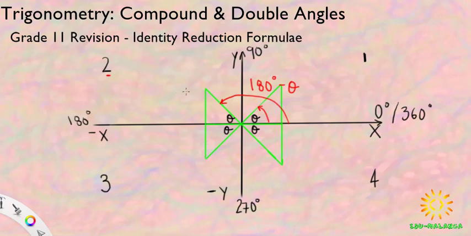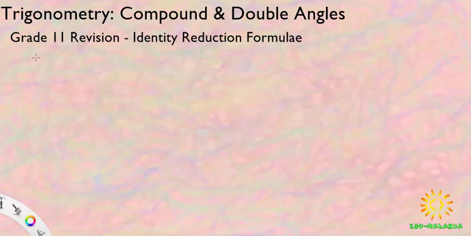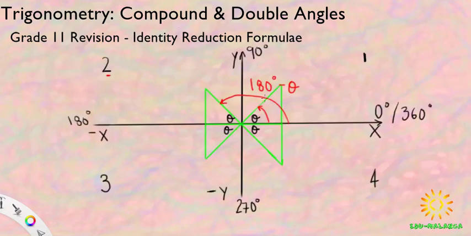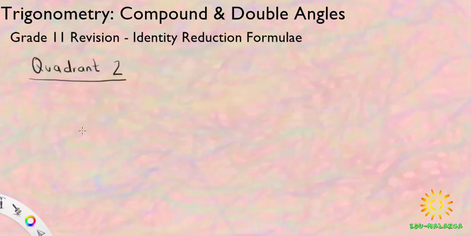Let's write down now the identity reduction formula for this angle. We'll start by using sine again. Let's write quadrant 2 because we're in quadrant 2. And the angle is 180 degrees minus theta. So we have sine of 180 degrees minus theta.